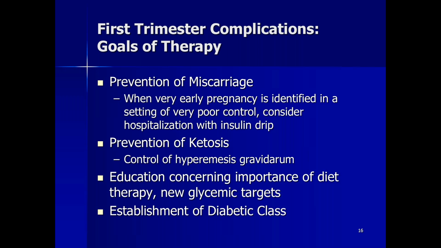And unfortunately, that risk exists from the minute of conception. And so a lot of the malformations can occur even prior to when she finds out that her pregnancy test is positive. So when there's an extremely early pregnancy that is identified in the setting of extremely poor control, this is a situation we'll talk about as somebody who might need hospitalization with an insulin drip.